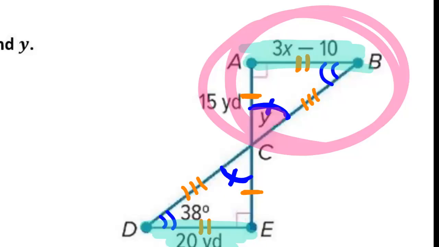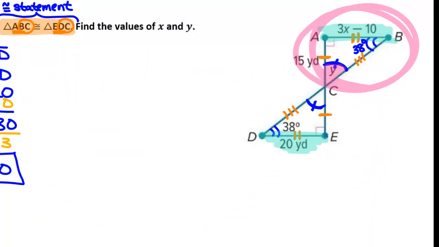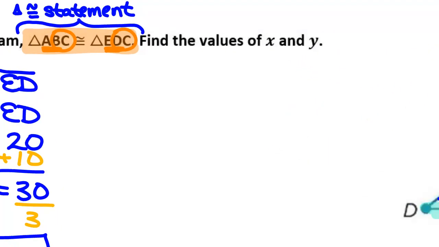Angle A is 90 degrees. Angle B has a congruence marking on it, but no picture, no 38 degrees. There we go. It's congruent to angle D. I didn't have an angle marking up here, but I did here. So I know that angle B is 38 degrees. So I know two of the angles in the triangle. I'm looking for the third one. What can I do?